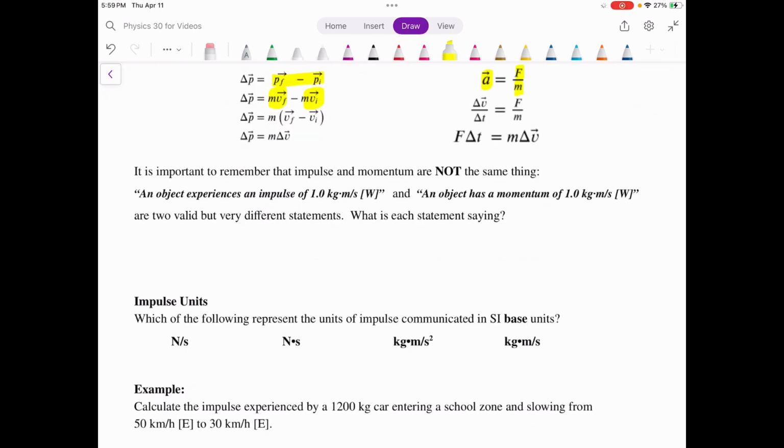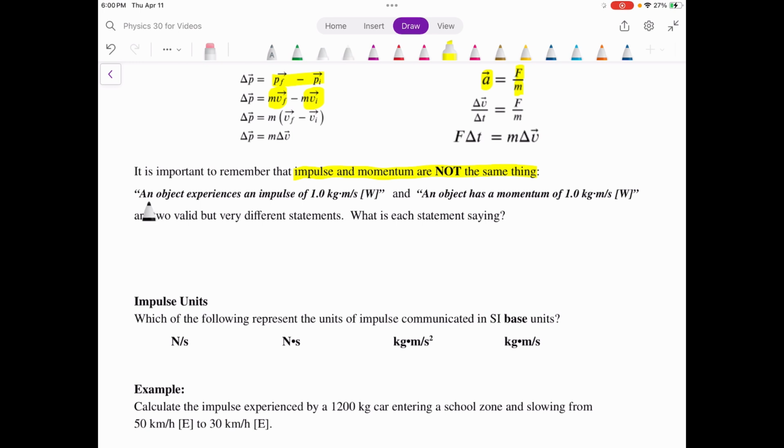All right, now while impulse is a change in momentum, it's important to remember impulse and momentum are not the same thing, right? A change in your age of 5 years does not mean you are now 5 years old necessarily, unless you started from an age of 0, right? Changing your age by 5 years just means you got 5 years older. Okay, so similarly, a change in momentum and an impulse are not the same thing. This is how much the momentum changed by. This is just how much momentum it has.